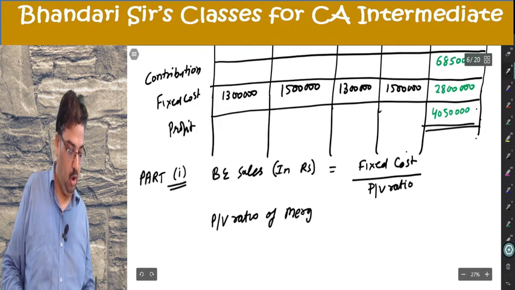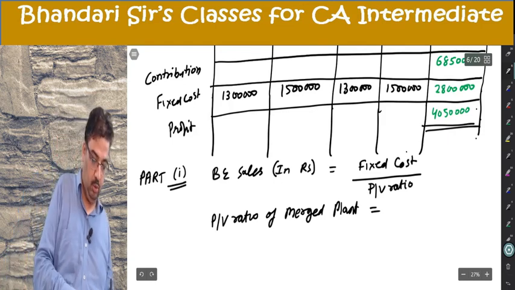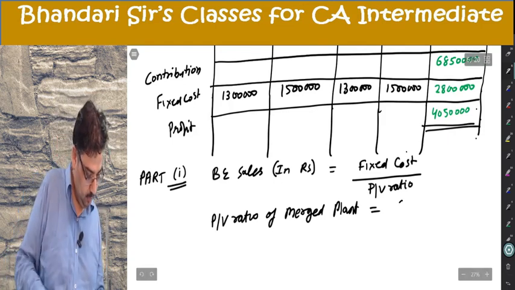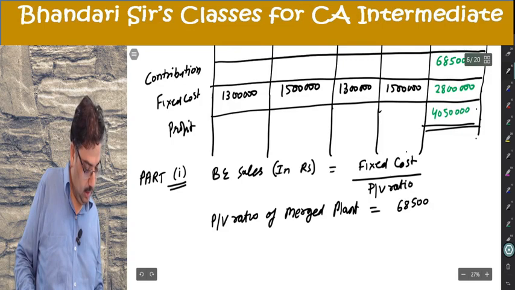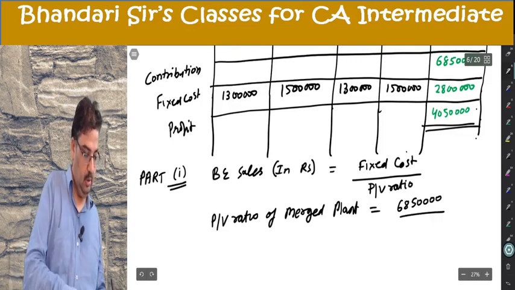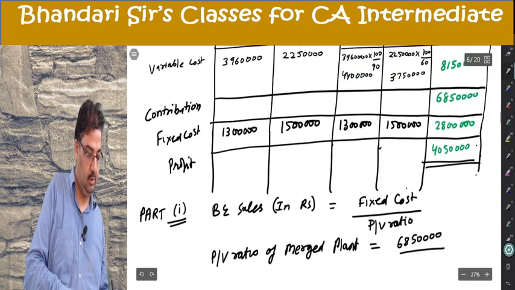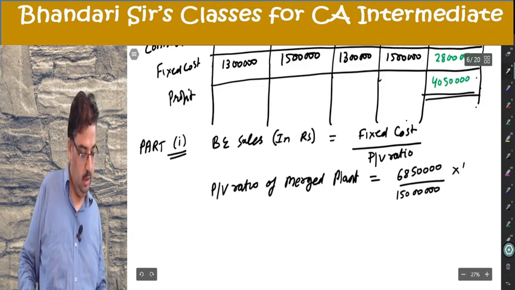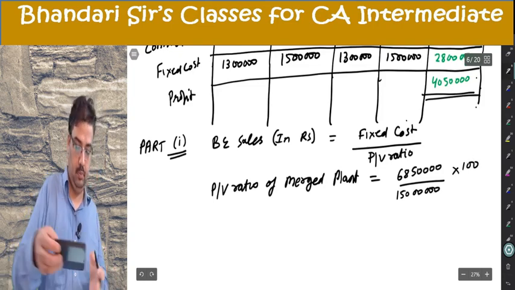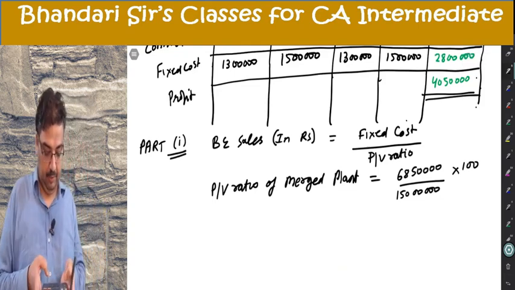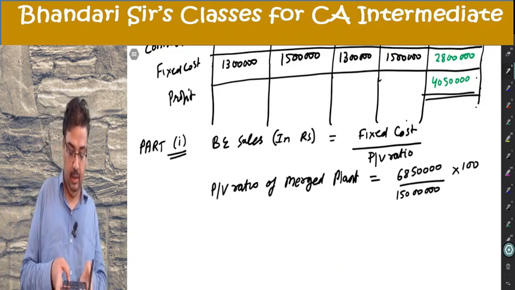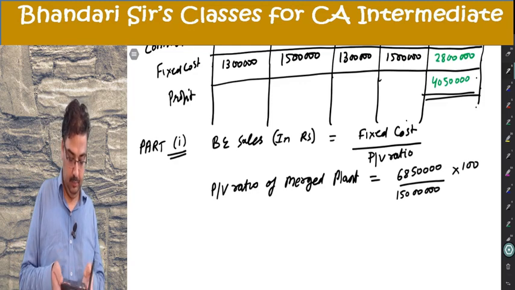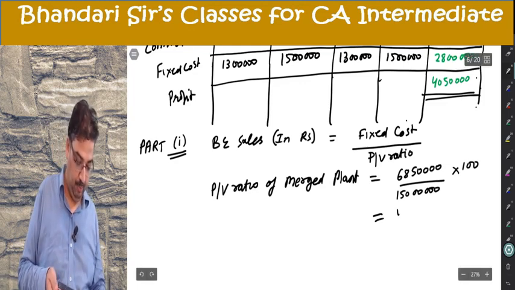PV ratio of merged plant is equal to contribution, 68 lakh 50,000, divide by sales 150 lakhs, into 100. 68 lakh 50,000 divided by 150 lakh. I am getting 45.6666%.